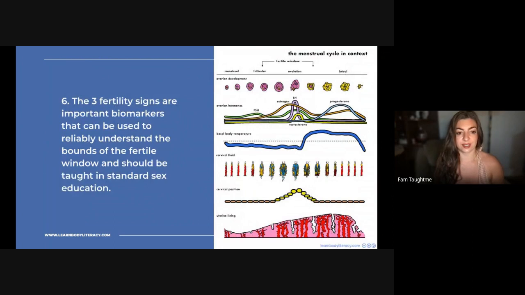The next is that the 3 fertility signs are important biomarkers that can be used to reliably understand the fertile window, and that we should teach this in sex education. Obviously, many of us have heard the notion that you can get pregnant on any day of your menstrual cycle, and this is, of course, not true. So it's important that we actually ground our sex education in facts about the menstrual cycle. And the 3 fertility signs is a great way to do that, because we can reliably understand when the fertile window opens and closes, just based on observation.